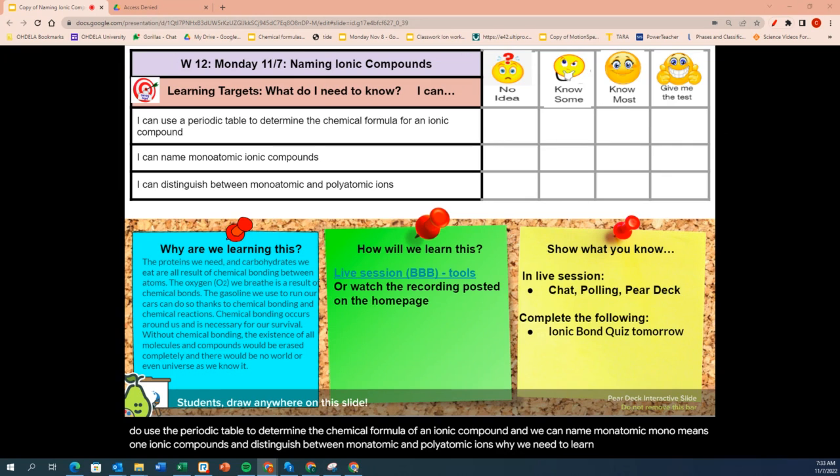Why do we need to learn this? The proteins we need and the carbohydrates we eat are a result of chemical bonding between atoms. The oxygen we breathe is a result of chemical bonds. The gasoline we use to run our cars works thanks to chemical bonds and chemical reactions. Chemical bonding occurs around us and is necessary for survival.